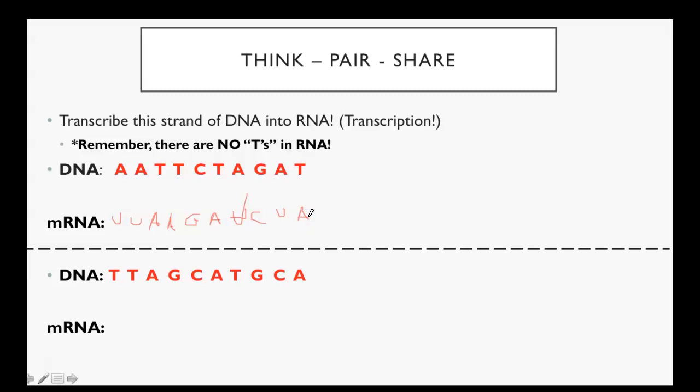But really what I want you to understand is that in our mRNA sequence, we no longer find the base T, or thymine. We are always now going to be using uracil in our RNA. And remember that RNA is just a single strand.